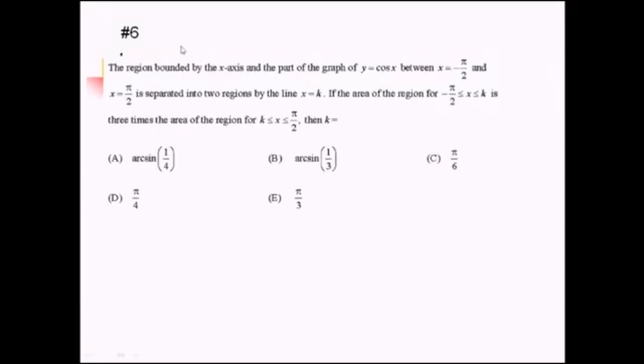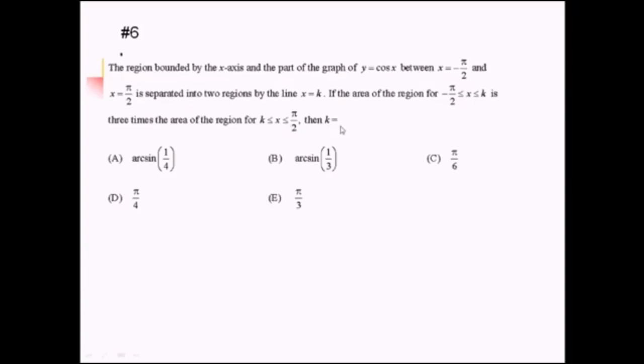For this problem, the region bounded by the x-axis and part of the graph of cosine of x between negative pi over 2 and pi over 2 is separated into two regions by this vertical line x equals k. They're telling us the area of the first region from negative pi over 2 to k is 3 times the area of the next region from k to pi over 2. We want to know what k value makes this happen.